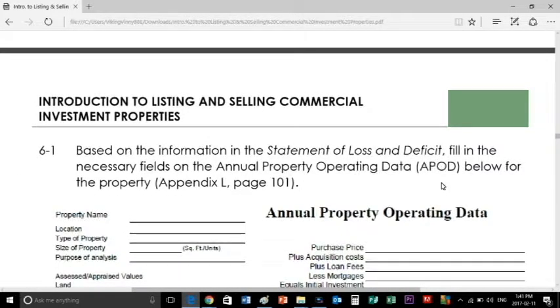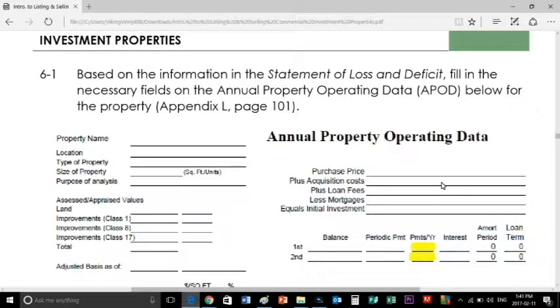Now we gotta decrease this a bit. So 6-1, based on the information in the statement of loss and deficit, fill in the necessary fields on the annual property operating data APOD below for the property, Appendix L, page 101. So this is kind of like homework.